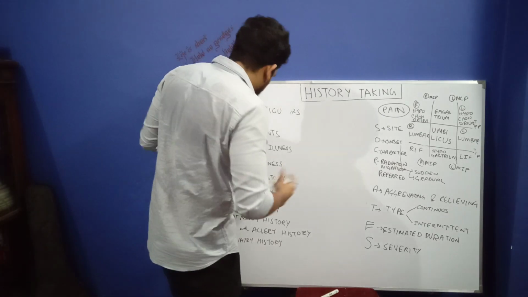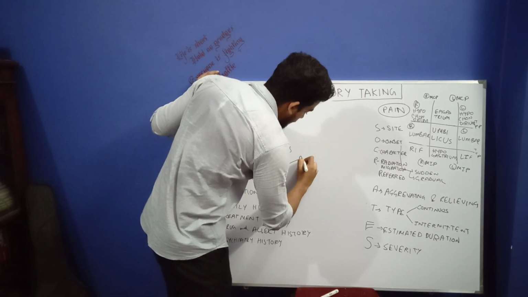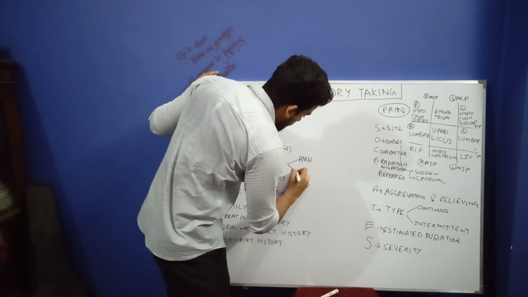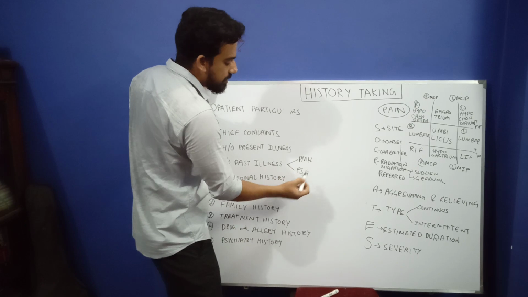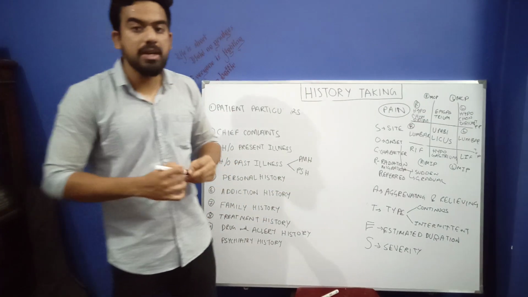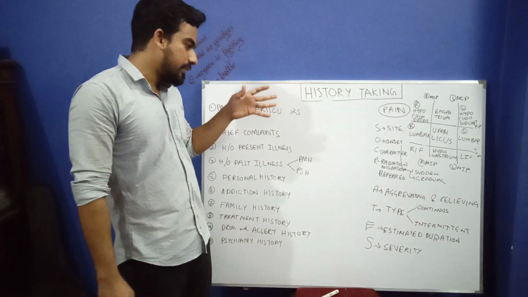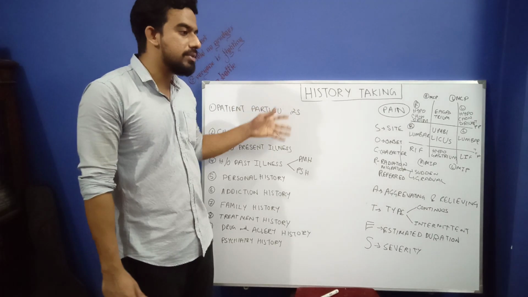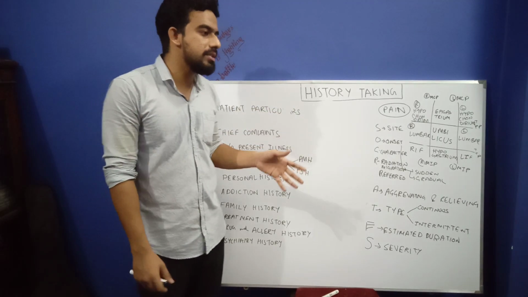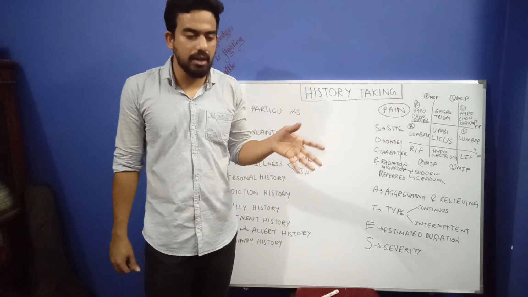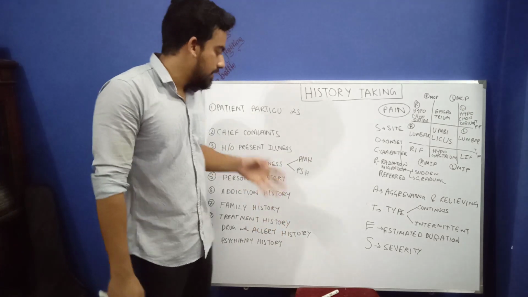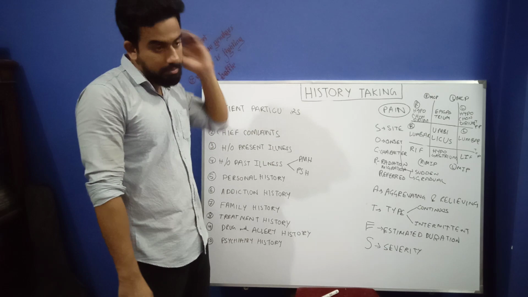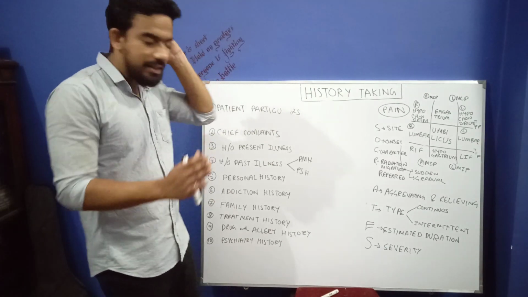Along with that, past history has two points, that is PMH and PSH: past medical history and past surgical history. Whether the patient has had any major medical histories or any surgical histories in the past, for which he might have got admitted to the hospital or might have got aggressive treatment at home itself. Might be related to this or might not be related to this, but it's important you take that history.